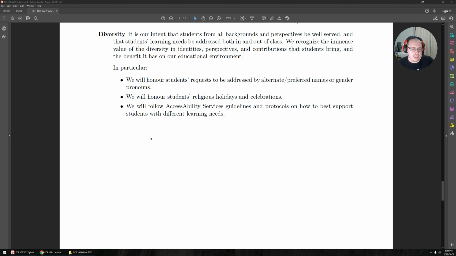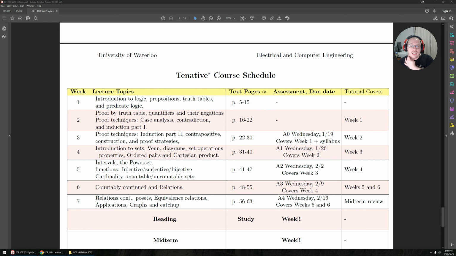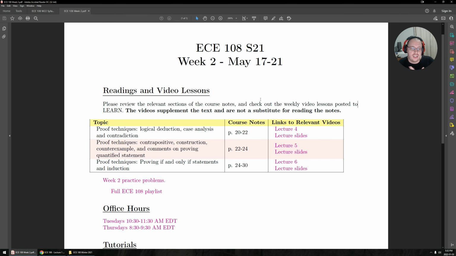Standard diversity statements and tentative course schedule. Okay, so before we get into the tentative course schedule, I want to go through a sample weekly schedule for while we are online to show you what those look like. Okay, so here I'm stealing this from a previous offering of ECE 108 just because it's already complete.